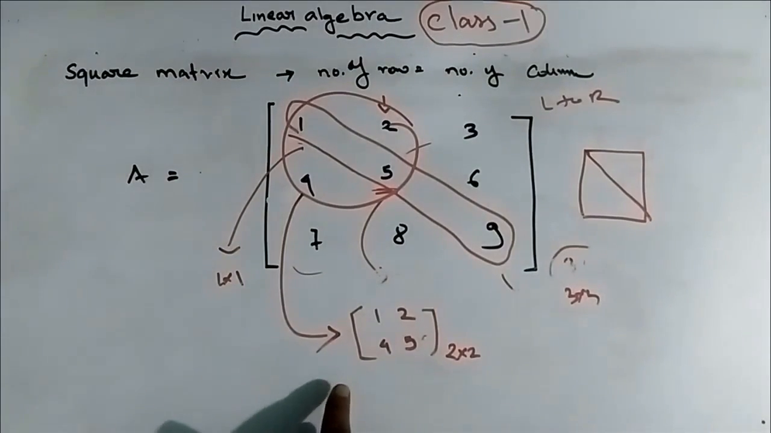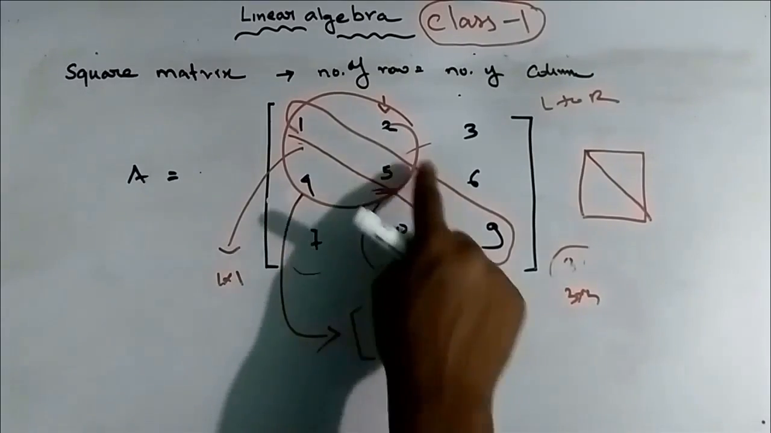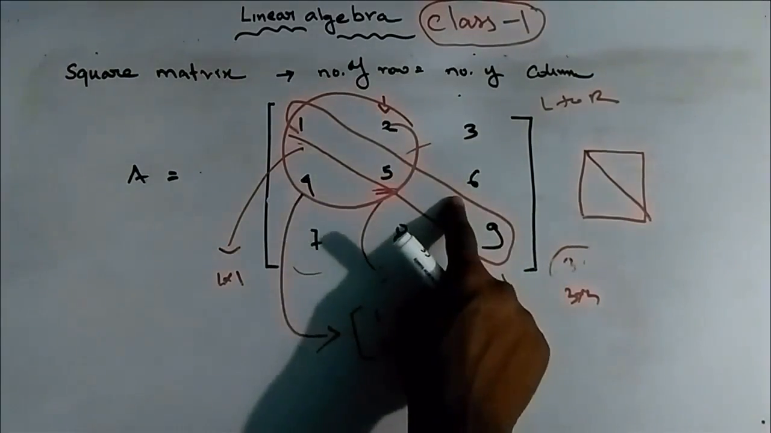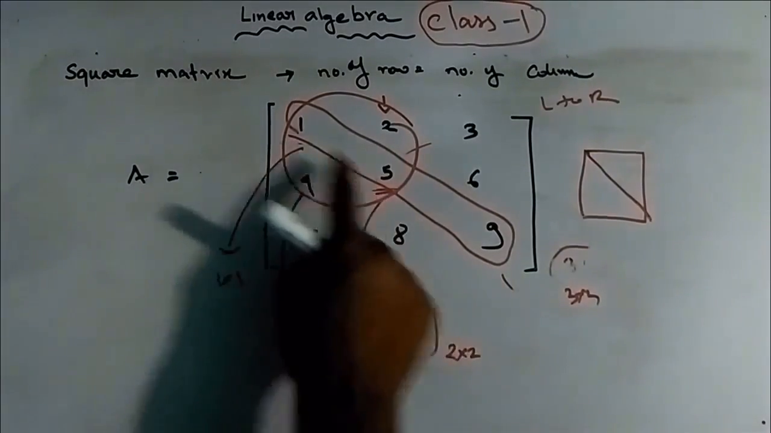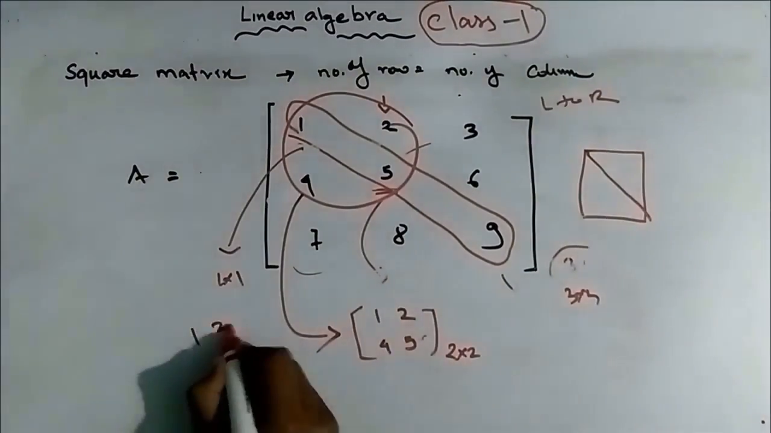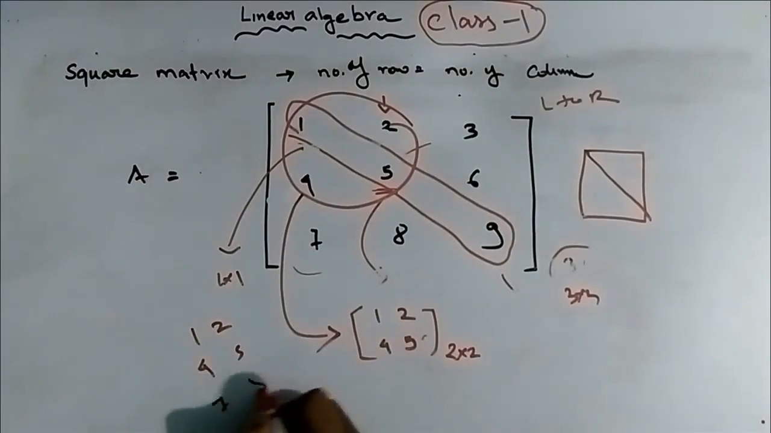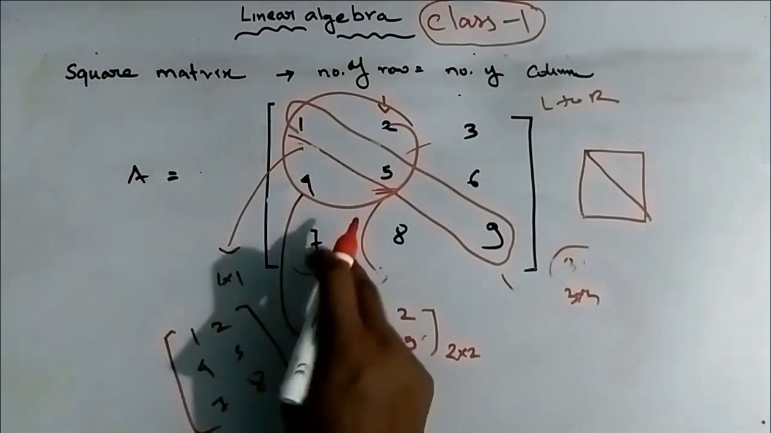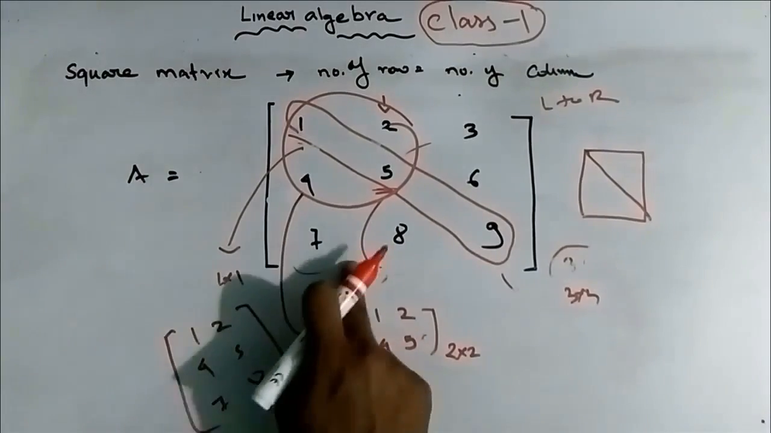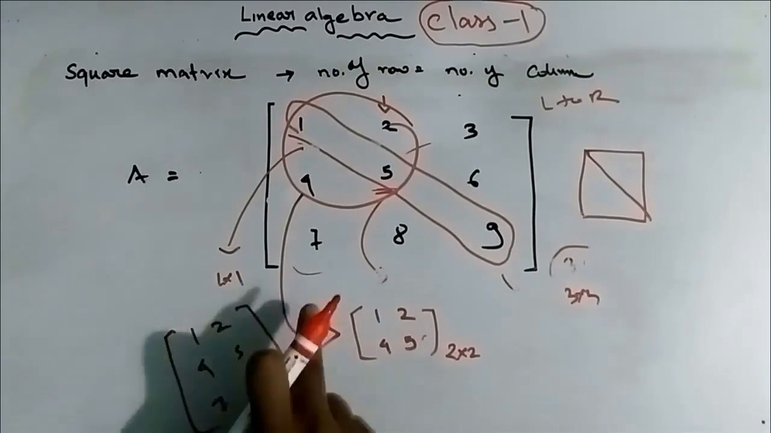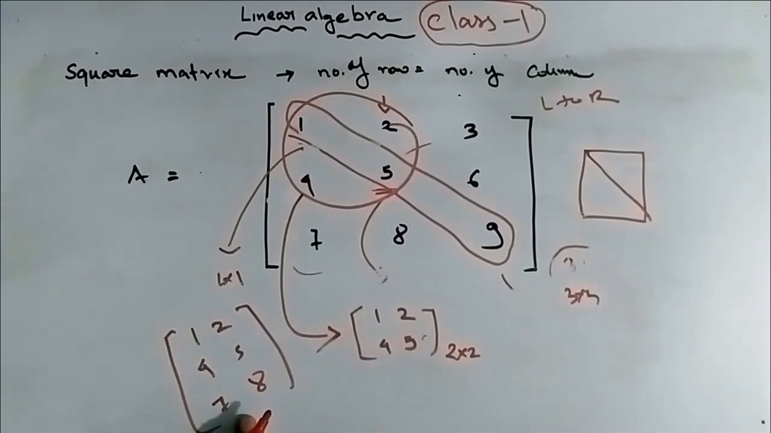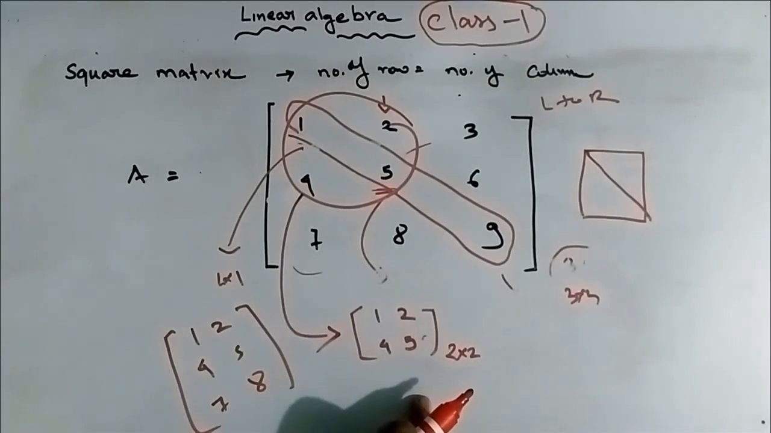And what is the principal submatrix? 3, 2, 5, 6 is also a submatrix. 1, 2, 4, 5 is also a submatrix. Suppose 1, 2, 4, 5, 7, 8. All these elements belong to this matrix, so this is also a submatrix of this. But this is not a principal submatrix. Why is this not a principal submatrix? Because a principal submatrix will always contain the diagonal elements that are the diagonal elements of the main matrix.